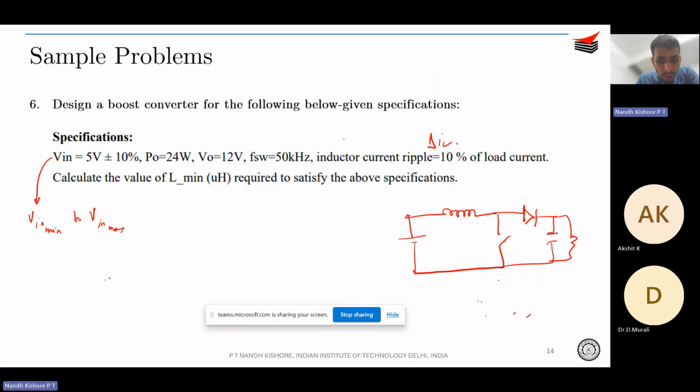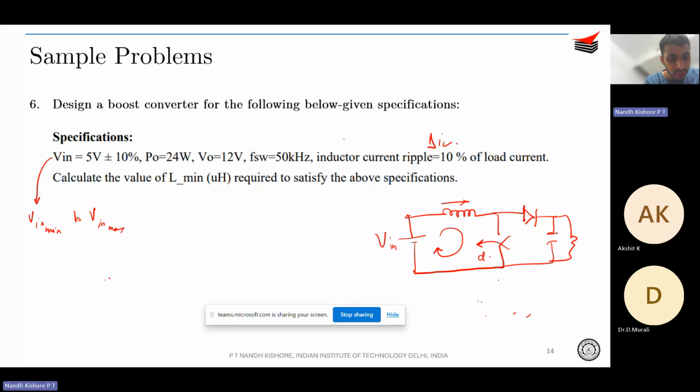and following that you have the load. When this switch is turned on for the D period, the inductor charges up from Vin. And when the switch is off, the inductor discharges to the load. So we have to calculate the value of L minimum for the worst case condition.